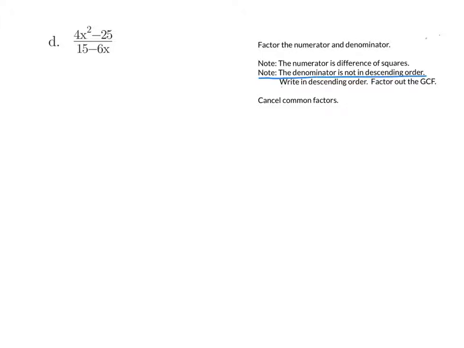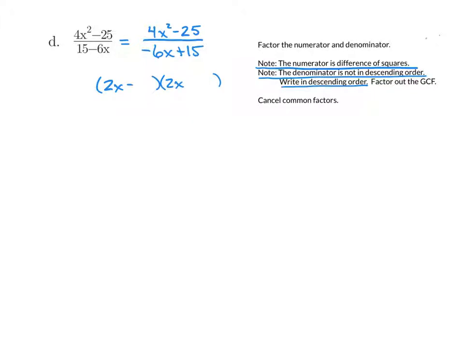Let's look at example D now. One of the first things I notice is the denominator is in the wrong order. So let's start by flipping the terms around in the denominator so that it is in descending order. We get negative 6x plus 15. From there, we want to go ahead and factor the top and the bottom. The numerator is difference of squares. So 4x squared breaks down to 2x and 2x. The denominator, the 25 breaks down to 5 and 5.